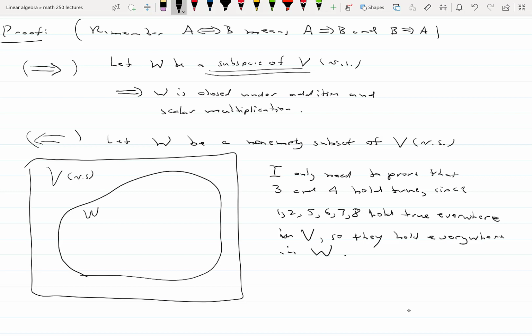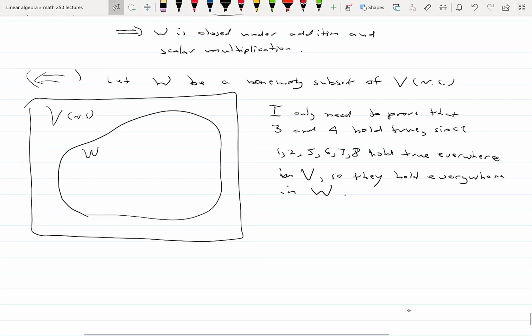The only thing I don't know is: is the zero vector automatically in W? Where is the zero vector? And where are opposites? Okay, so I'm going to show that opposites are in there first.